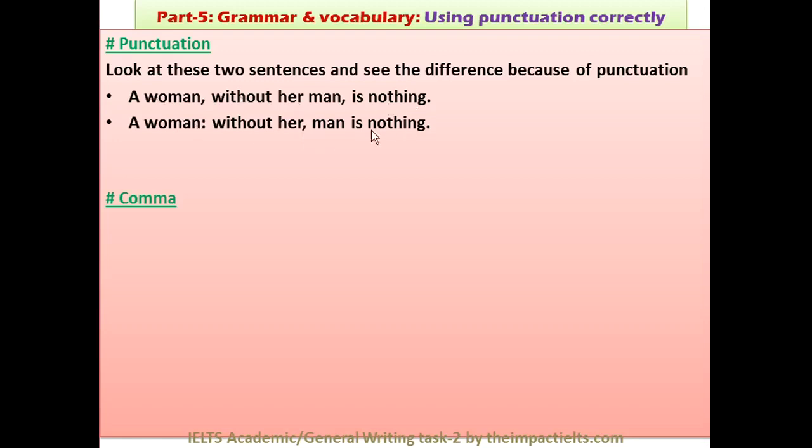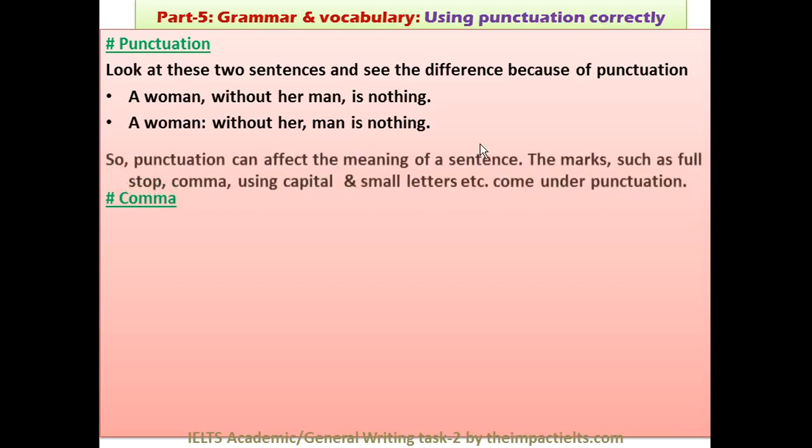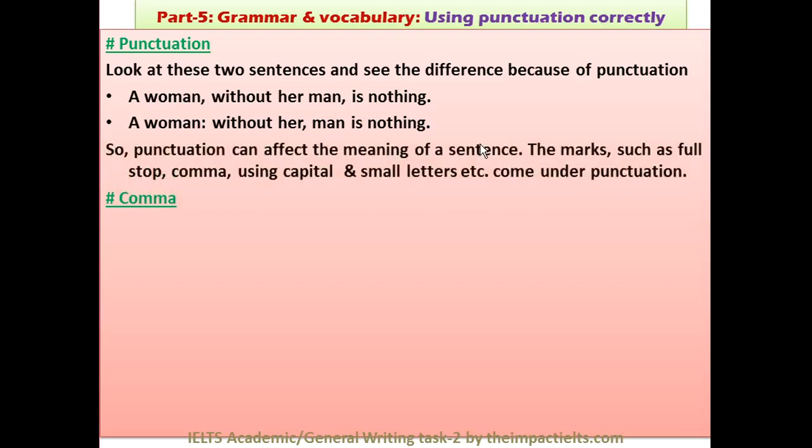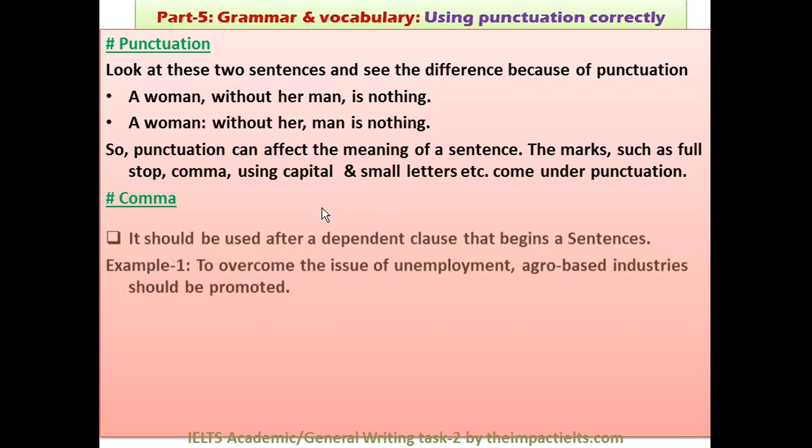Nothing has been changed except punctuation marks. So you can understand that it can completely take your meaning out of proportion, right? So be careful. We are going to learn about punctuation marks, which can affect the meaning of a sentence. Marks such as the full stop, comma, and using capital and small letters come under punctuation. We will start with the comma because this is the most popular one.